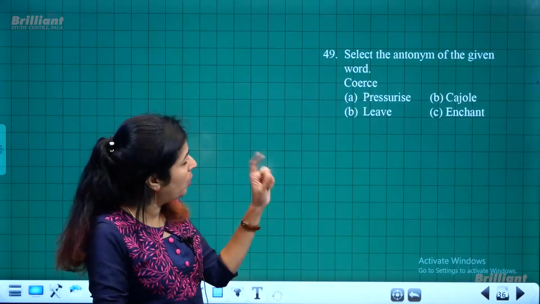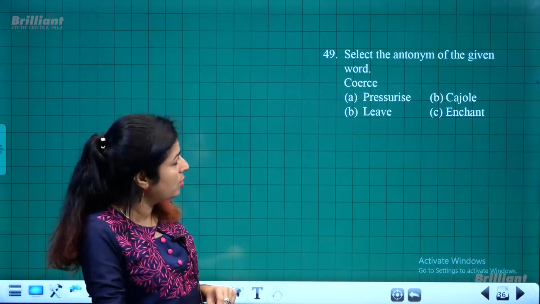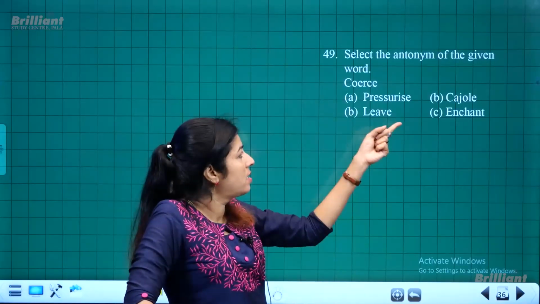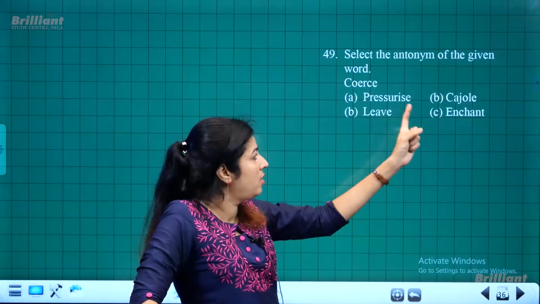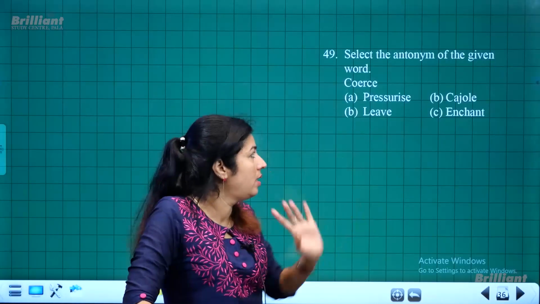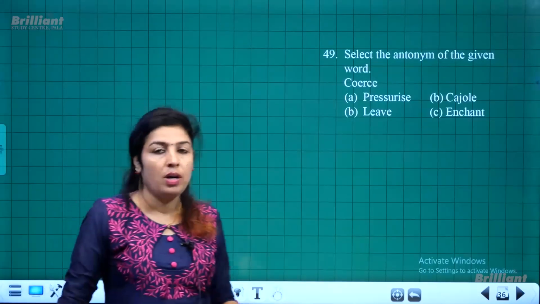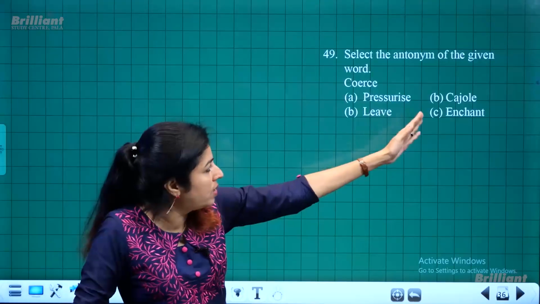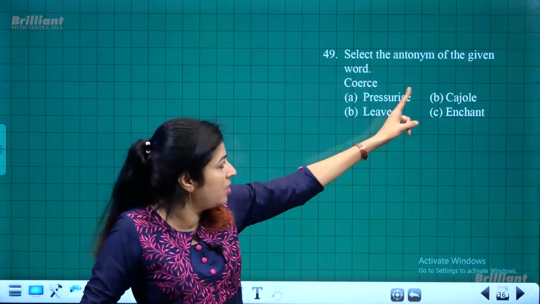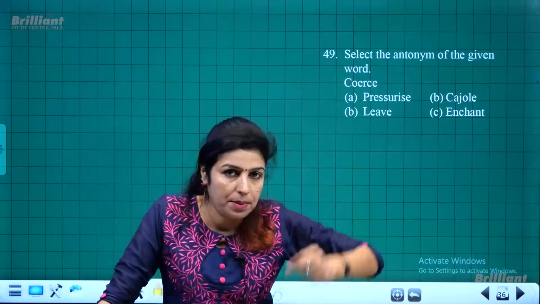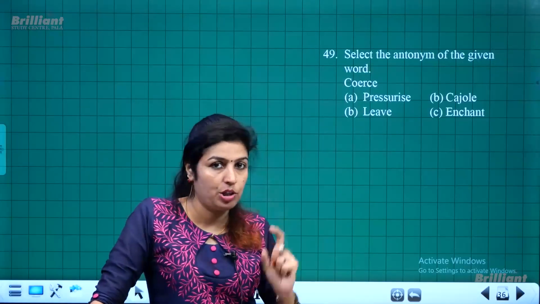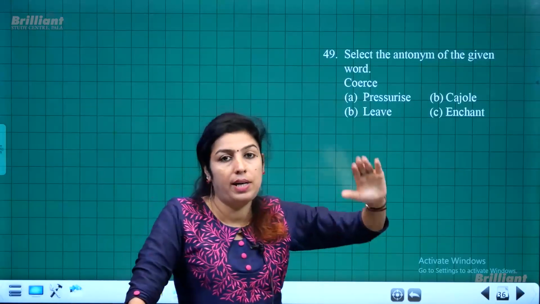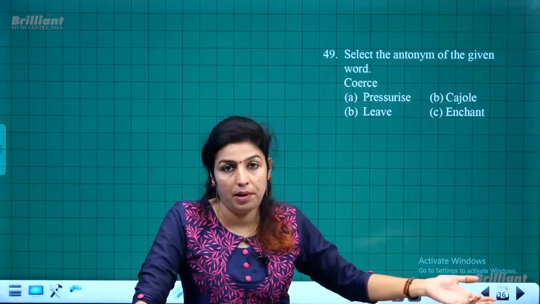Select the antonym or opposite of the given word. Here also you have a small confusion, I know. Coerce, pressurize, cajole, leave, enchant. Actually, coerce means to persuade someone, and here we have two words, to pressurize someone or to cajole someone, quite similar in meaning. Okay, but there is a huge difference. Coerce means you forcefully persuade someone to do something.